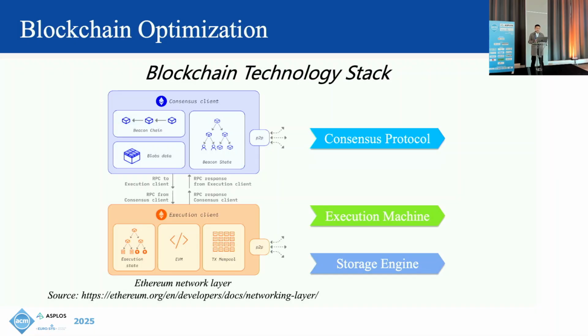And the execution layer can be further divided into the execution machine and the storage engine, where the execution machine processes transactions and updates blockchain states. So in our work, Parallel EVM, we focus on accelerating the execution machine via fine-grained concurrent transaction execution.